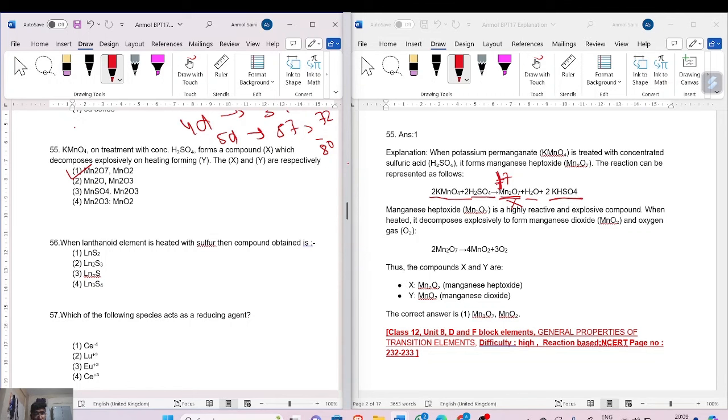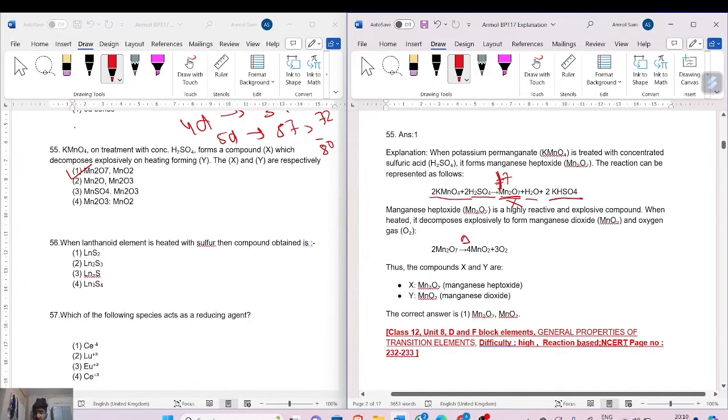Now what is it saying further? Now we have to heat X. When we apply heat to Mn2O7, we will get MnO2 plus O2. In MnO2, Mn is in plus 4 oxidation state. So Y is MnO2. X is Mn2O7 and Y is MnO2. We have to learn these reactions and then we can simply tell X and Y. So the correct answer is 1.